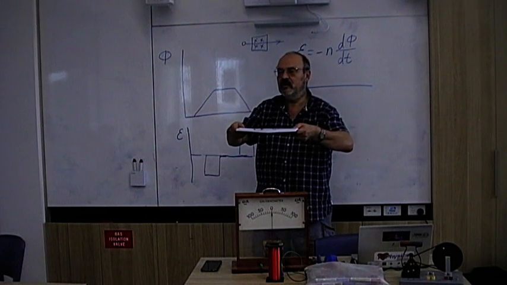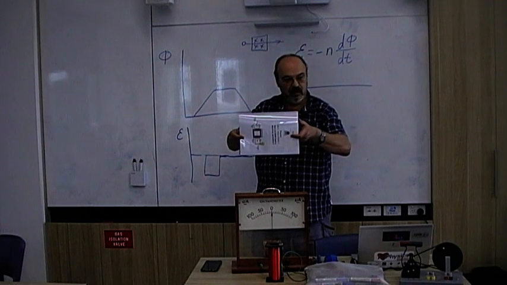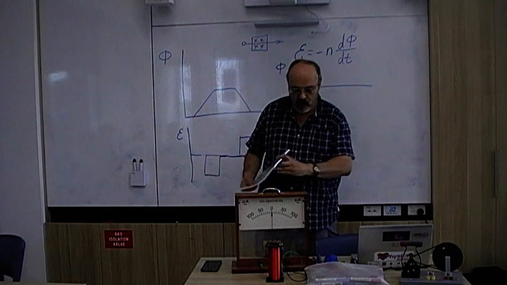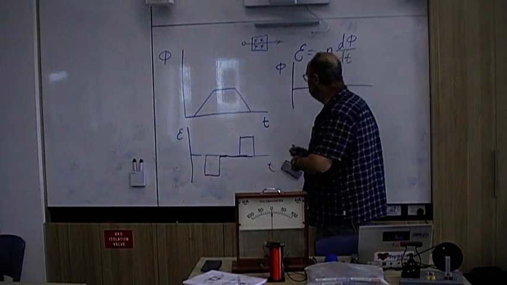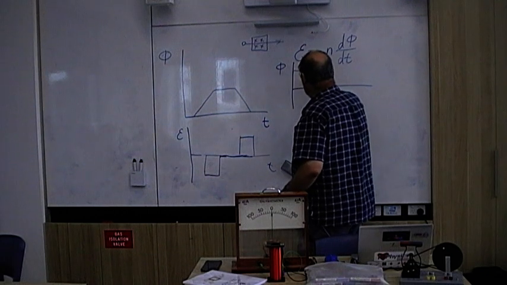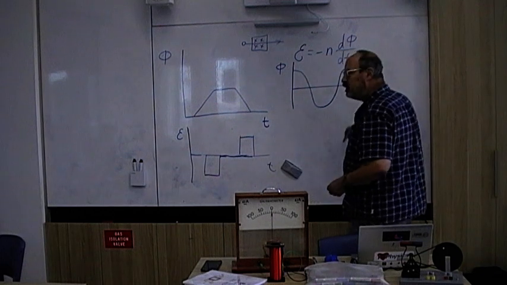What is the flux now? Now zero, then maximum but in the opposite direction, then again zero. So we will have flux change as a cosine graph. That's how flux changes over the time.